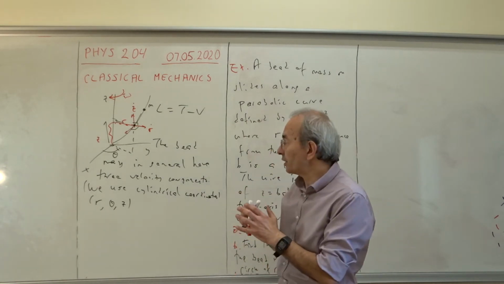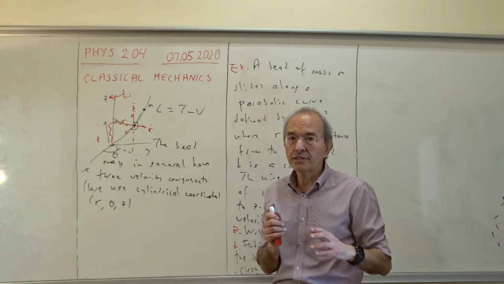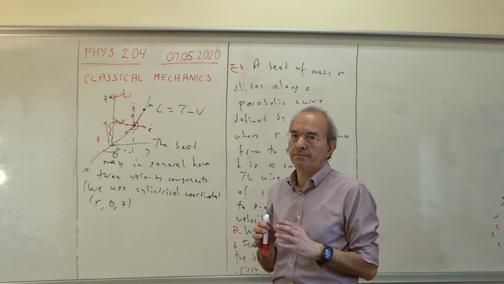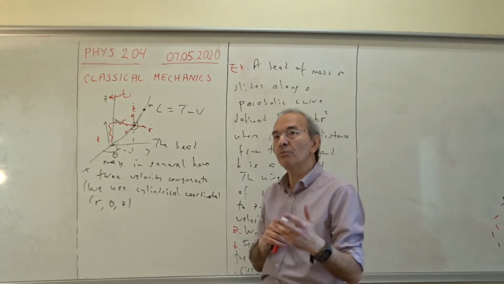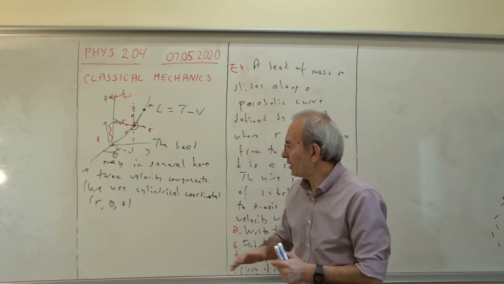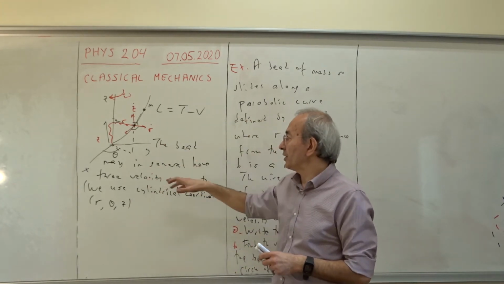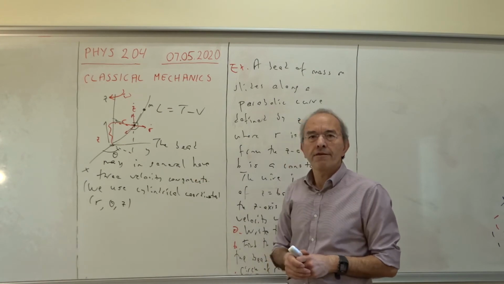But this is not a spherically symmetric case, it is a cylindrical problem. Cartesian and spherical systems may be applicable, but it will be more complicated. So the easiest system here is the cylindrical system, and these are the coordinates. So the object in general has 3 velocity components.